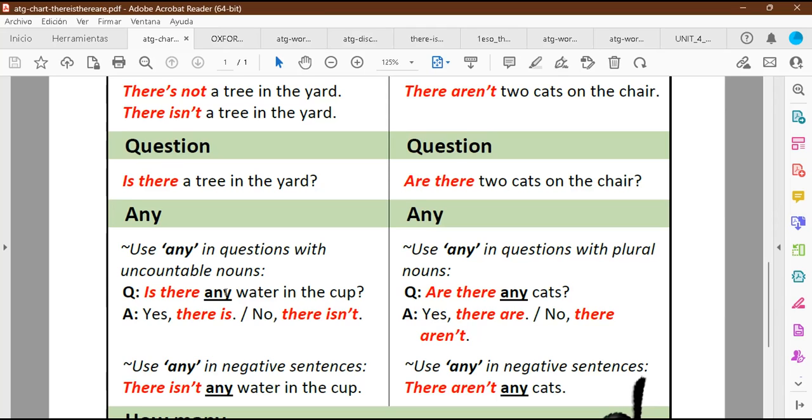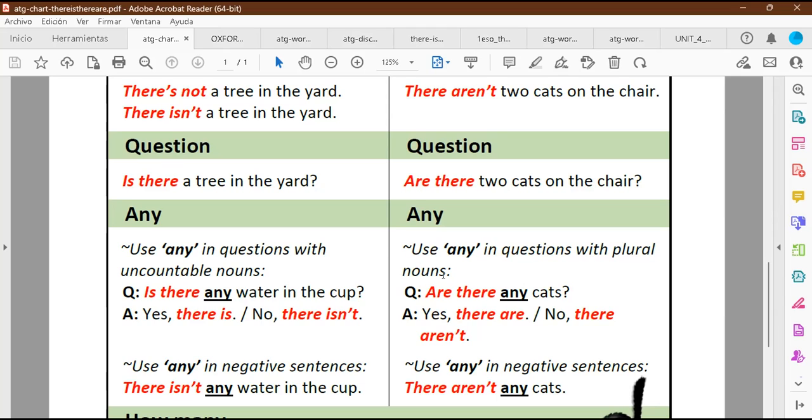Recuerden que el quantifier nada más nos está indicando, ¿verdad? Una cantidad. ¿Hay algo de agua en la taza? So, is there any water in the cup? Yes, there is. No, there isn't. Y también tenemos la respuesta. Son respuestas cortas, ¿ok? Okay, so that's for the singular form.